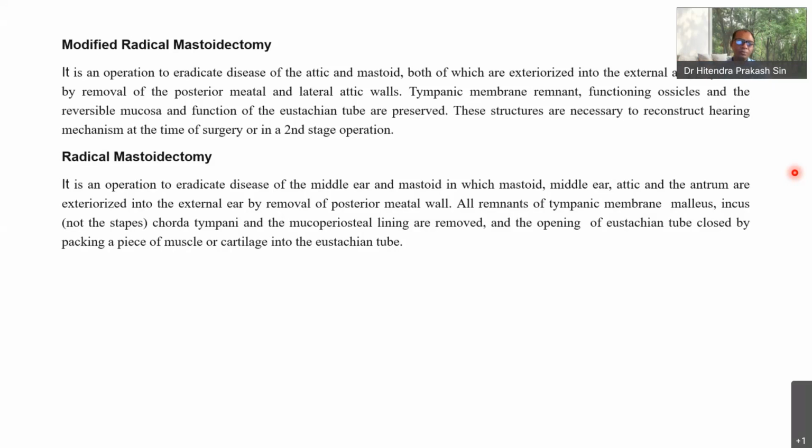So right now, the radical mastectomy is not performed routinely. We usually prefer modified radical mastectomy.